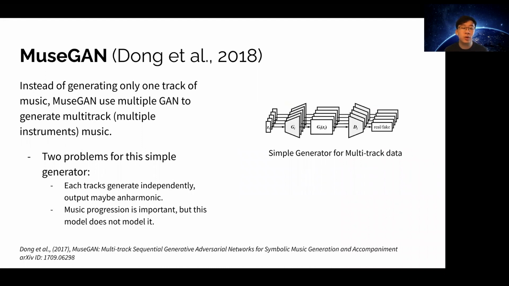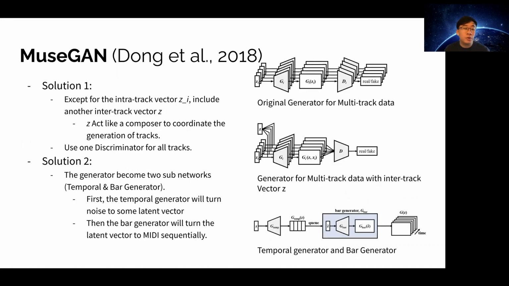So how to do this? One way is to use multiple GAN models, one for each track, and let them generate independently. But this way has two problems. One is that the sound between tracks may not be harmonic if generated independently. And music progression is important because we want coherent music, but this simple model doesn't model this. So the authors of MuseGAN gave two solutions for these two problems. The first one is adding an extra inter-track vector Z, which acts like a composer that coordinates the generation of tracks, and using one discriminator for all tracks.